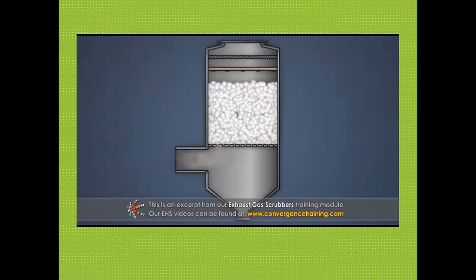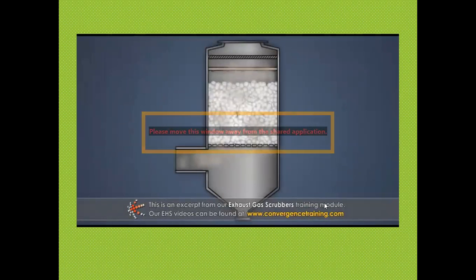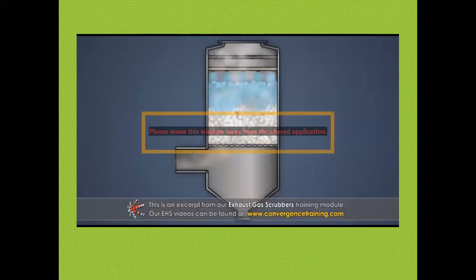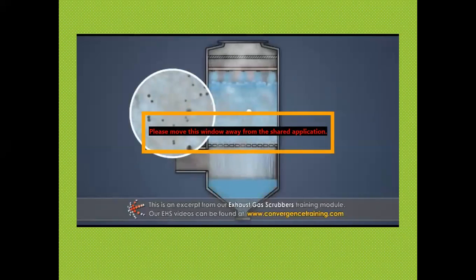The contaminated gas stream is fed into the tower. Inside the tower is a bed of special packing material. Nozzles spray scrubbing liquid on top of the packing material, and the liquid works its way down the tower. As the gas passes up through the packing material, the particulate and gas molecules come in contact with the film of scrubbing liquid on the packing.